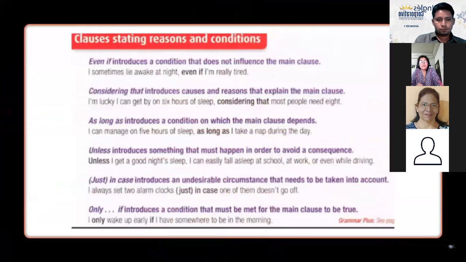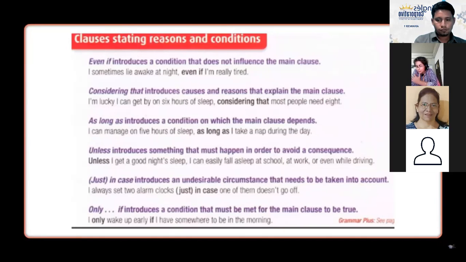Now let's go over the following chart. Clauses stating reasons and conditions. Even if introduces a condition that does not influence the main clause. I sometimes lie awake at night, even if I'm really tired. Considering that introduces causes and reasons that explain the main clause. I'm lucky I can get by on 6 hours of sleep, considering that most people need 8. As long as introduces a condition on which the main clause depends. I can manage on 5 hours of sleep, as long as I take a nap during the day. Unless introduces something that must happen in order to avoid a consequence. Unless I get a good night's sleep, I can easily fall asleep at school, at work, or even while driving.